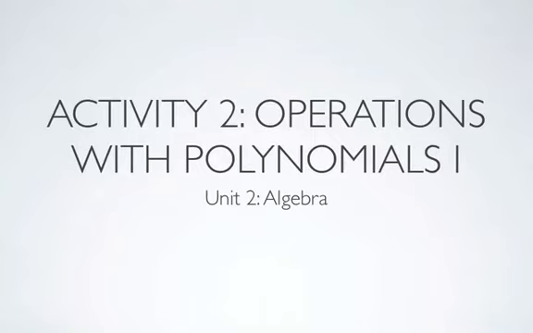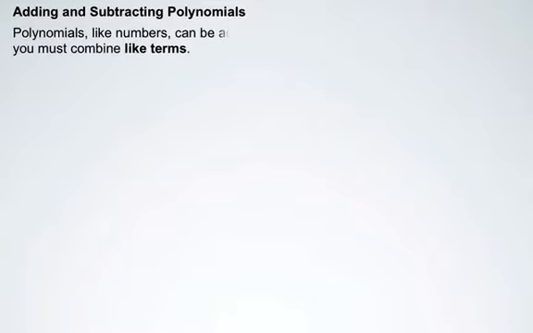The second activity from our algebra unit will be Operations with Polynomials, Part 1. So now that we know how to represent polynomials with the tiles, we can look at adding and subtracting different polynomials or putting them together.